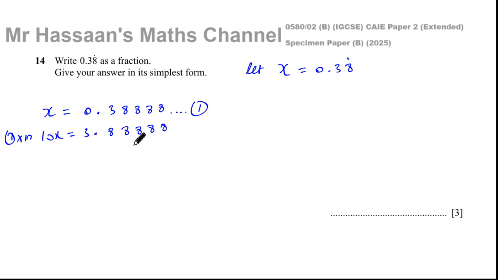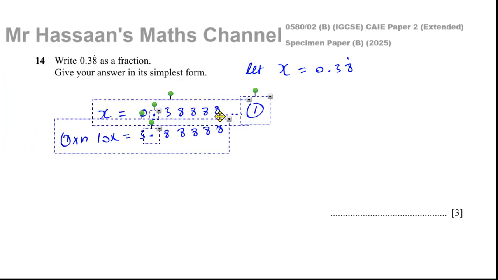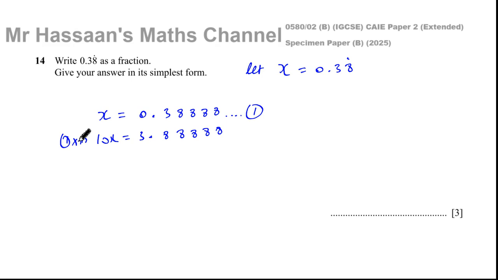Now I need another equation which has the same kind of pattern, but with a different number of x's. So what I can do here is take the first equation again and multiply it by 100. If I multiply it by 100, I'll have 100x on this side, and I'll have 38.8888, continuing. So you can see here, my objective is to have two lines where after the decimal point I have the pattern.